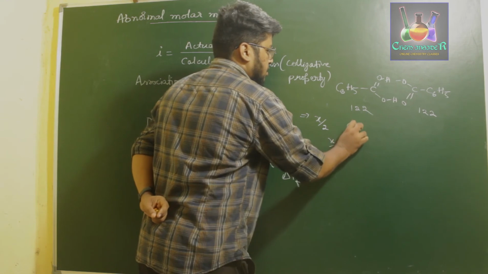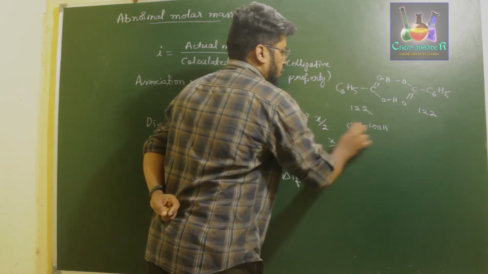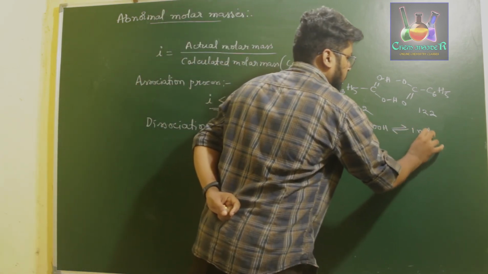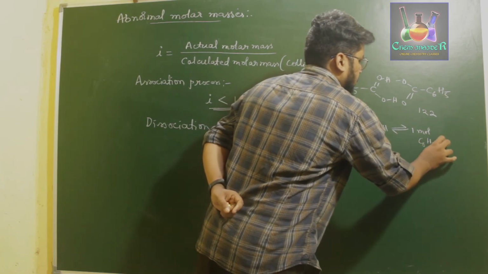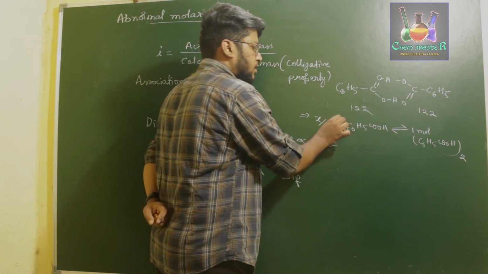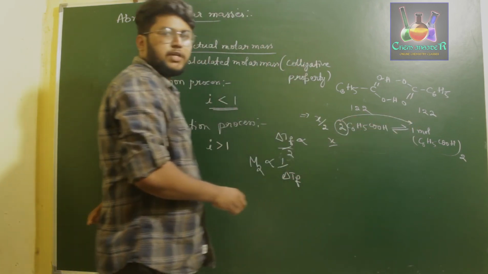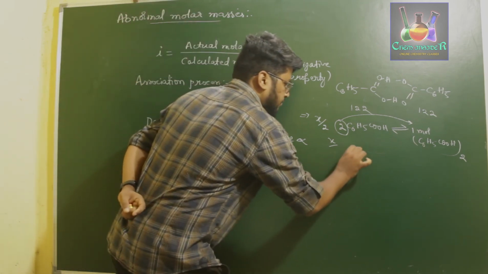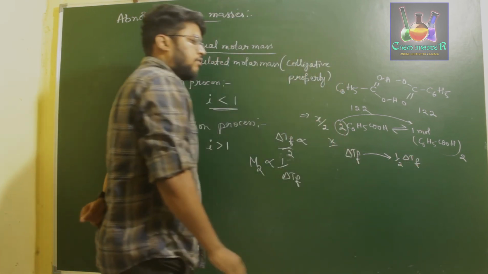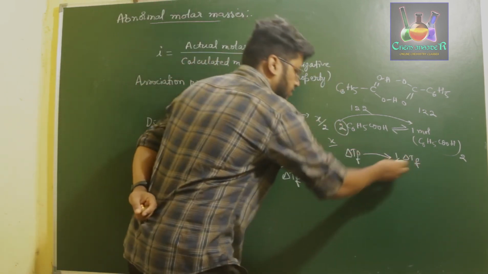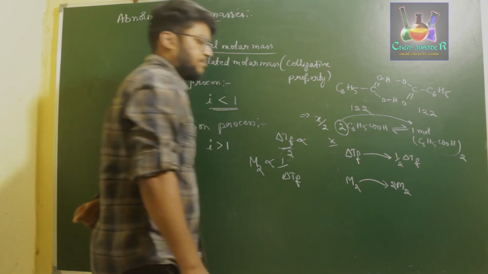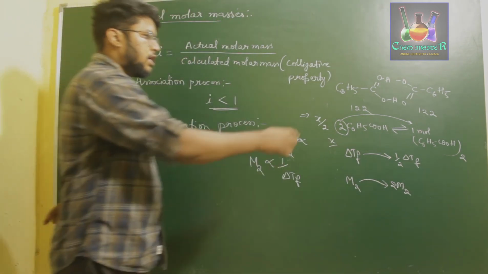In this case, 2 moles of C6H5COOH give us only 1 mole of C6H5COOH dimer. So clearly the number of moles is reduced from 2 to 1, half of its value. Therefore delta Tf is reduced to half. If delta Tf is reduced to half, M2 will be doubled. M2 will be 2 times. This is for the association process.